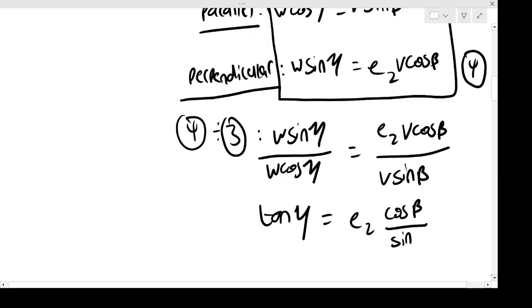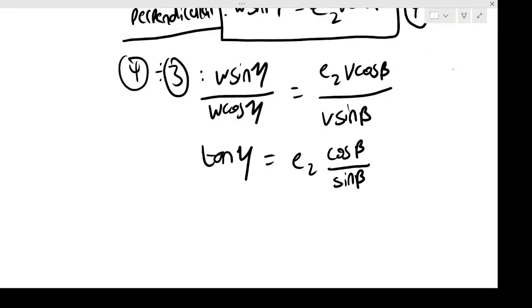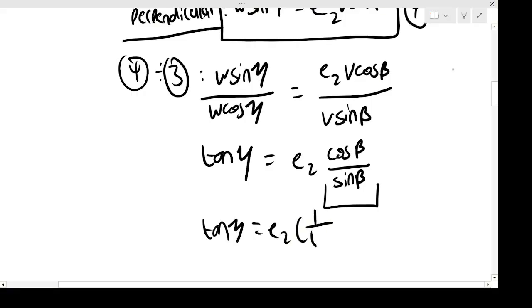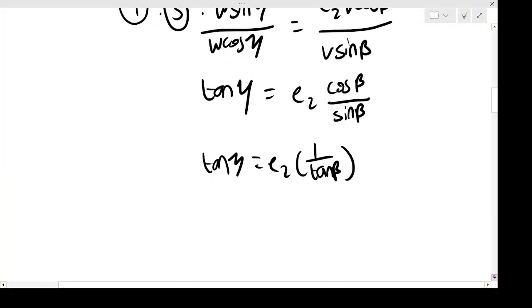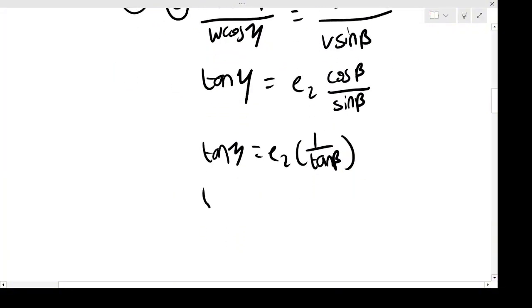over sine beta. Notice that we have cos over sine, so actually it's going to be the reciprocal of tan, because tan is sine over cos. If we're doing cos over sine, that gets me 1 over tan. So 1 over tan beta there. Hopefully you're happy with that. So we can simplify to tan gamma is E2 over tan beta there. And there we are.